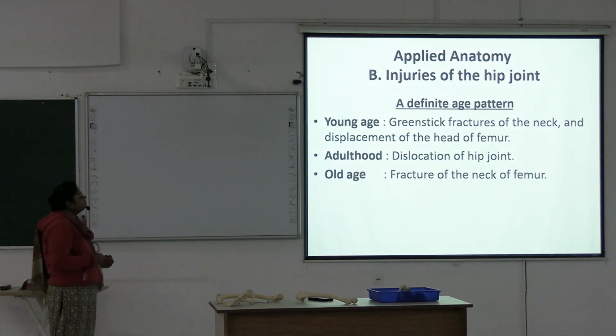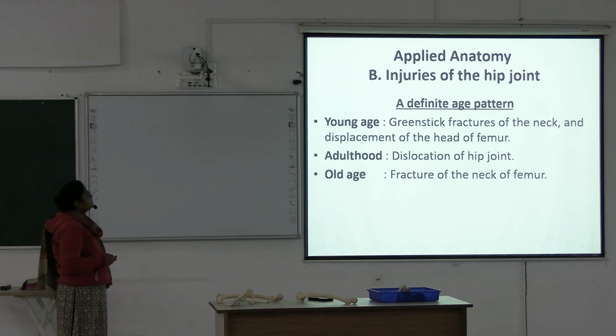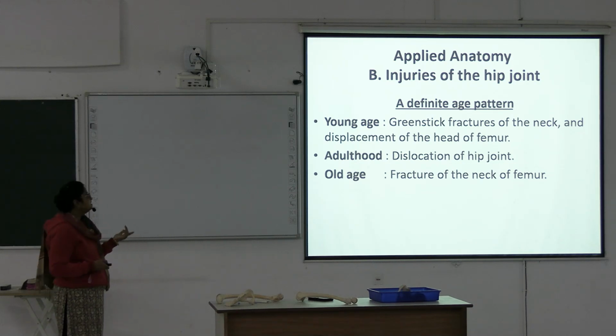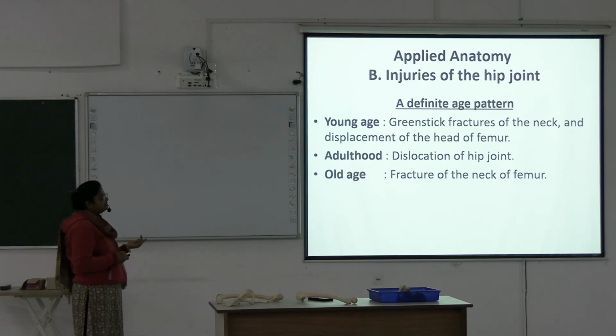Next we go to injuries of the hip joint, fractures, with a definite age pattern. In young age, green stick fractures of the neck occur. Green stick means the fracture line does not completely cross the bone. If you break a green twig, it does not break completely; some part is attached. So in a young child, green stick fractures of the neck occur, with displacement of the head of femur. In an adult, there is dislocation of the hip joint. In old age, fracture of the neck of the femur is more common.